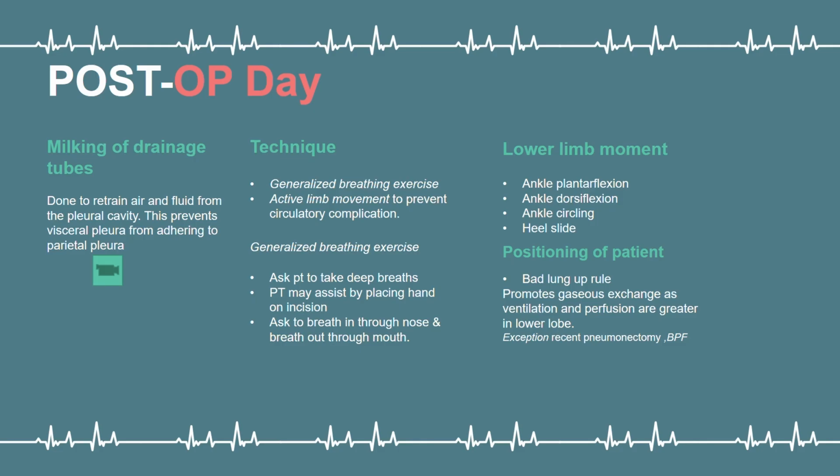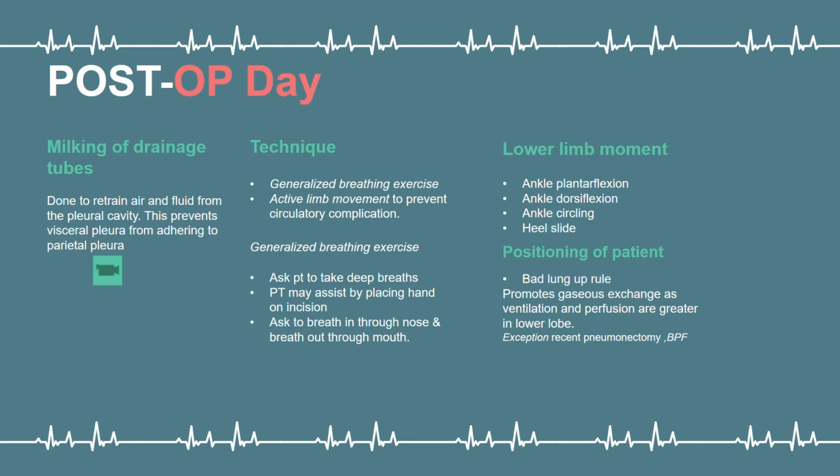So now, after milking of the drainage tube, we ask the patient to do general breathing and support the incision if required. That can be done by general hand placement or with the help of a pillow over the incision. Take a deep breath, till 1, 2, 3, 4. Now expire slowly. Ask the patient to breathe in through the nose and out through the mouth.